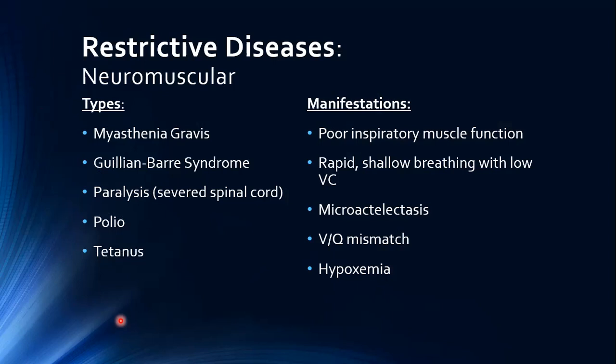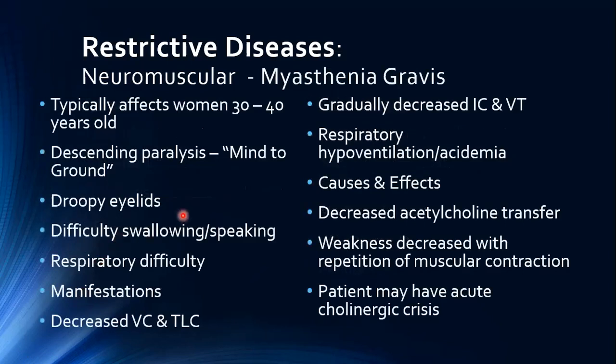So myasthenia gravis and Guillain-Barré are the two. They do almost the same type of manifestations, but they work at opposite ends. Now, let's look at it. Myasthenia gravis is mind to ground. Say mind to ground, Miss Rose. Mind to ground. M to G. M to G.